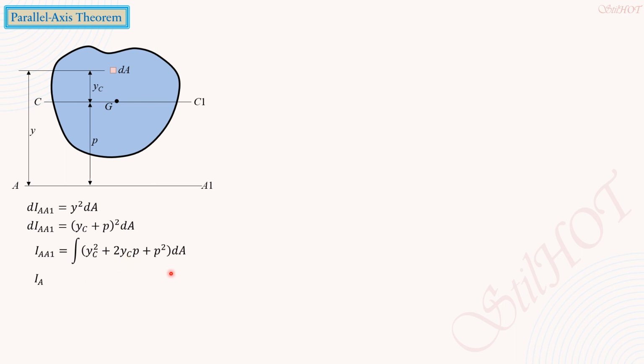Then expanding, we have IAA1 equals integral of y sub c squared dA plus 2p integral of y sub c dA plus p squared integral of dA. So take note that p is constant, that's the distance between the parallel axis, and y sub c is variable here. And we then note that integral of y sub c squared dA is the expression for the moment of inertia of the area with respect to this centroidal axis or axis CC1, which I'll just call I sub G. And integral of y sub c dA, by the first moment of area, is simply area times y sub G. And p squared integral of dA, the integral of dA, of course, is area.